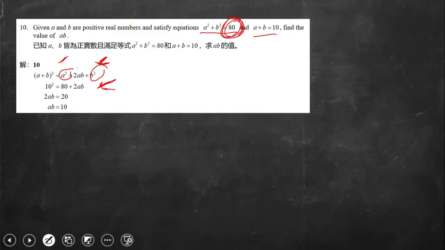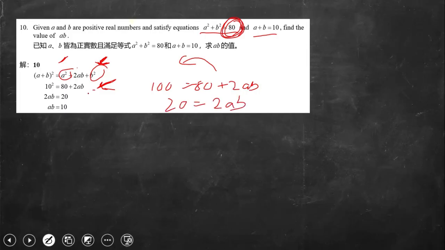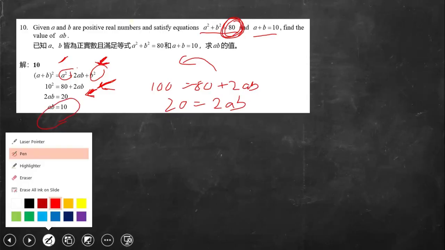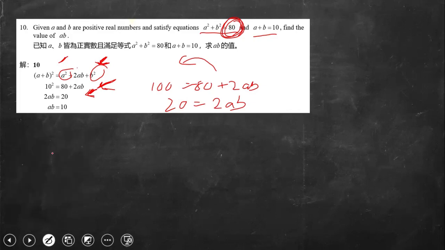Just then solving for AB, we're gonna have 100 is equal to 80 plus 2AB, and then transposing 80, we have 20 is equal to 2AB. That's how we have this. And then dividing both sides by 2, we're gonna get AB is equal to 10. Sorry for my handwriting.